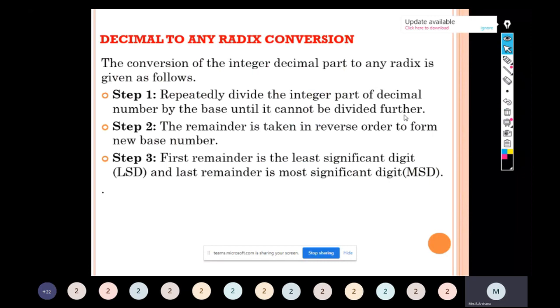For the integer part, we are going to convert the decimal number to any radix by the successive division method. For the fractional part, we are going to use the successive multiplication method. So for the integer part, we are going to divide. The first step, we divide the integer part of the decimal number by the base given in the question. Then the remainders are taken in reverse order, from bottom to top. The first remainder is the LSB and the last remainder is the MSB.